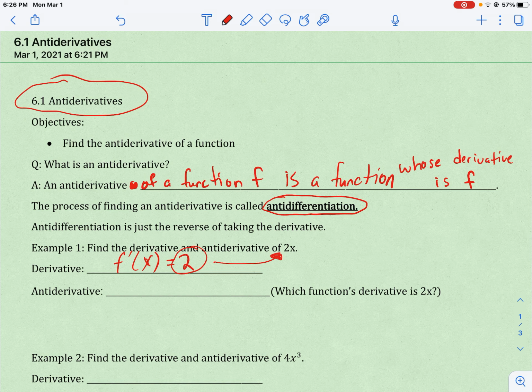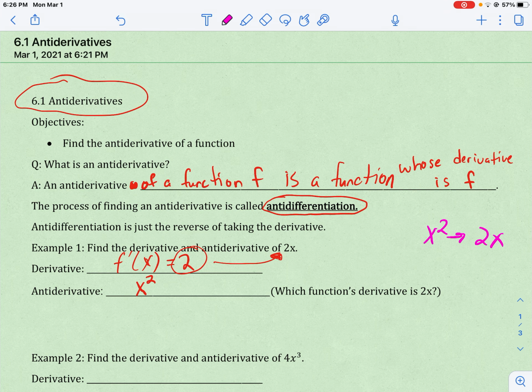Now we're looking at the antiderivative. Again, we want to find what function, when we take the derivative of it, results in 2x. If you think back a little bit, what function? Well, how about x squared? If I took the derivative of x squared, the answer would be 2x. So we found the correct antiderivative: the antiderivative of 2x is x squared.